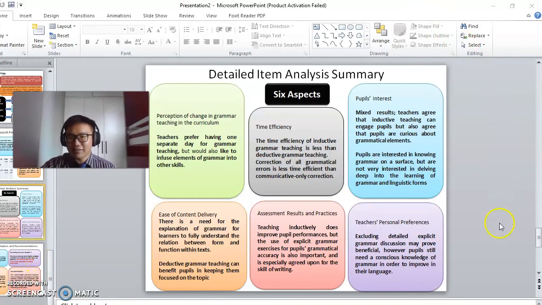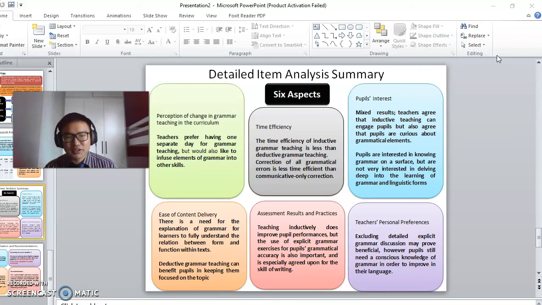Here's a detailed analysis based on the results obtained in my survey for the 6 different sections within my survey. If you'd like to read it in detail, please pause the video and do so. But to summarize, in all aspects except time efficiency and ease of content delivery, teachers mainly agreed to the benefits of using both inductive and deductive teaching methods in the classroom.